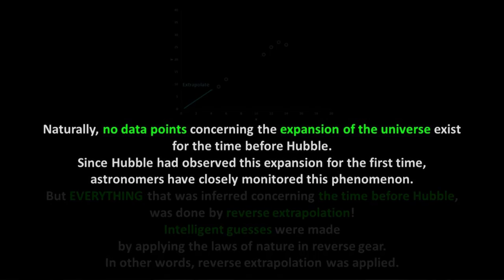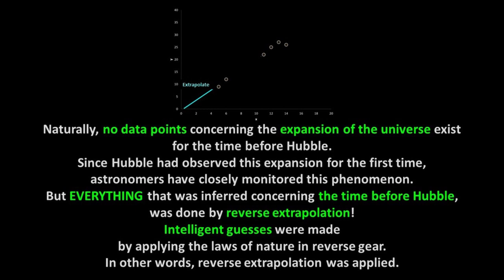And since that time, for the last almost 100 years, we have data points because they monitored it since the days of Hubble very, very carefully. But before that time, we don't have any data points. Nobody looked. Since Hubble had observed this expansion for the first time, astronomers have closely monitored this phenomenon. But everything that was inferred concerning the time before Hubble was done by reverse extrapolation, because nobody looked. Intelligent guesses were made by applying the laws of nature in reverse gear. In other words, reverse extrapolation was applied.